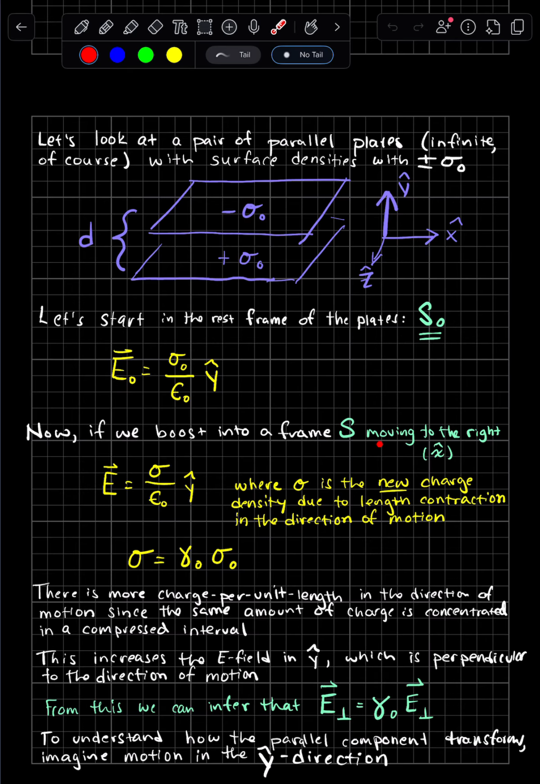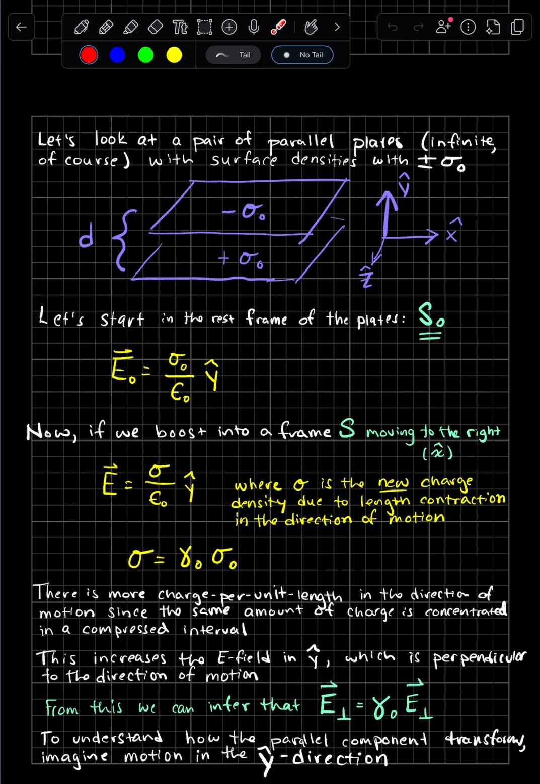If we boost into this frame S, our new E field is going to be sigma over epsilon y hat. To be clear, I've used sigma rather than sigma naught. Sigma naught represents the charge density at rest. Sigma represents the charge density in frame S. Now, why is the charge density in frame S different?